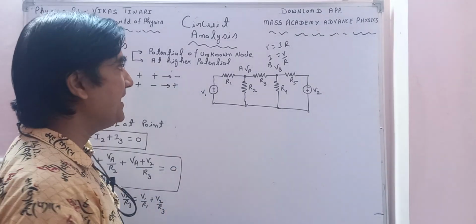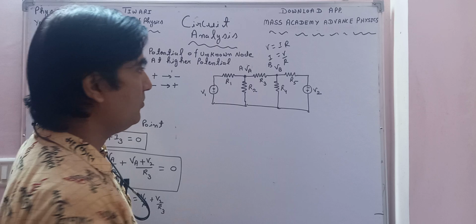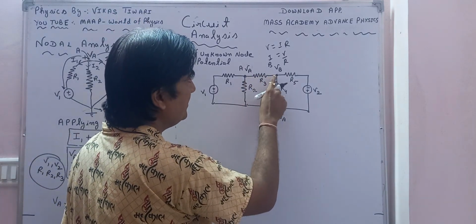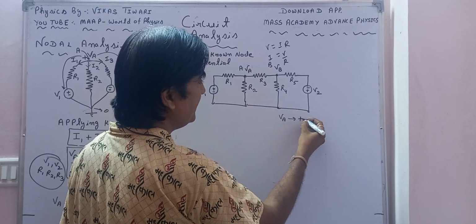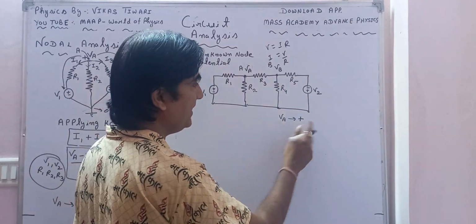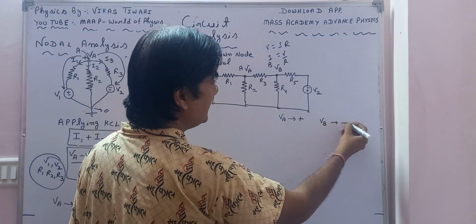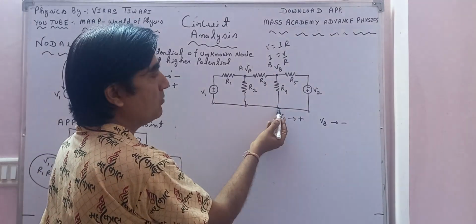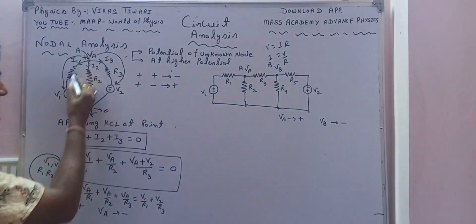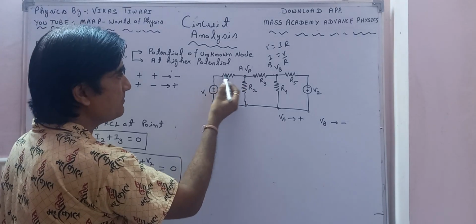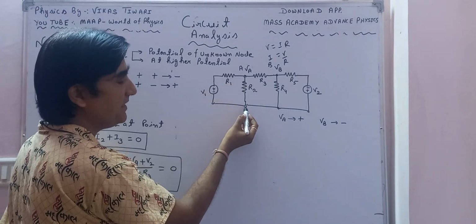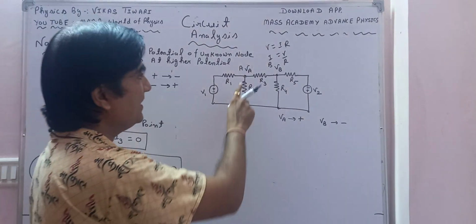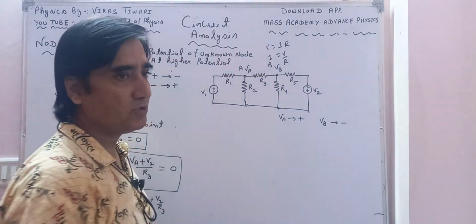And the other thing is that whenever I am going to solve VA, the other node VB is considered at lower potential. Whenever VA is positive, when I am going to solve VA, in that particular case VB is taken at lower potential, negative, because VB is not on the ground point. Okay, here the 3 branches are terminating on the ground. Here also this branch is terminating on the ground, this branch is terminating on the ground, but this point is not terminating on the ground.